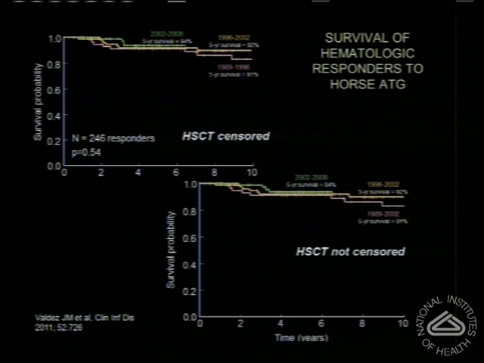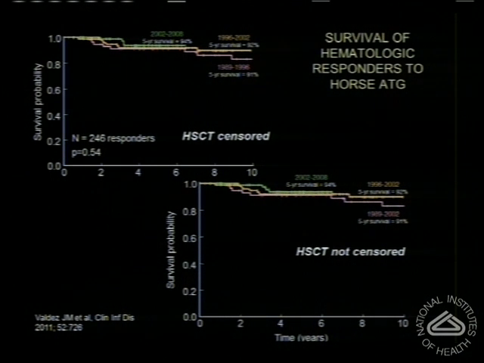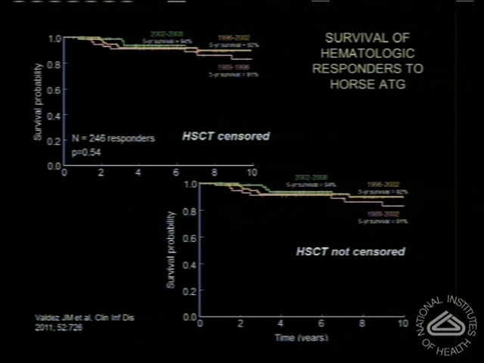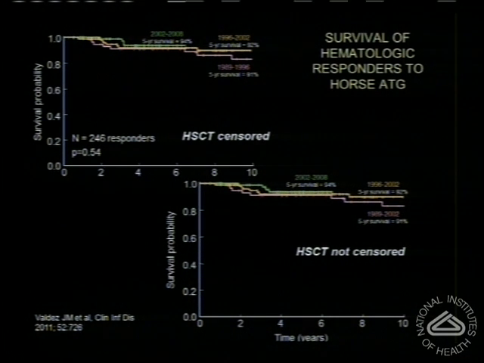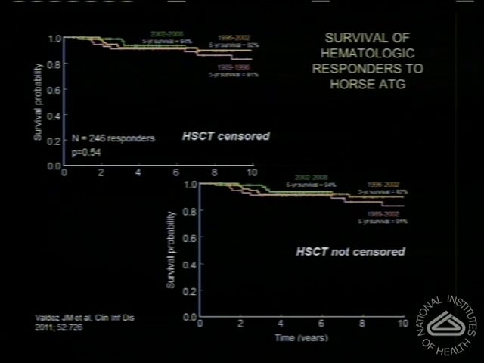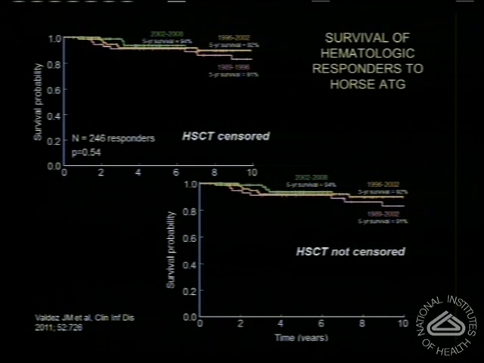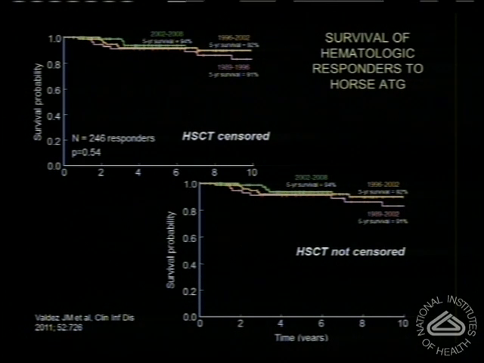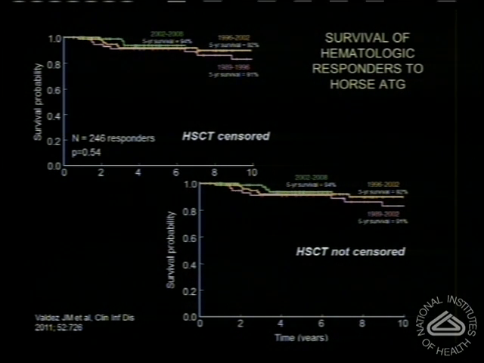The reason for that, by the way, which I won't go into, has to do with discrete immunological effects that horse and rabbit ATG do not share. They both can reduce T cell numbers, but horse ATG spares the regulatory T cells. And that's the most marked difference in these patients after they're treated: the regulatory T cell compartment is intact in the horse ATG patients, but it's eliminated in the rabbit ATG patients.